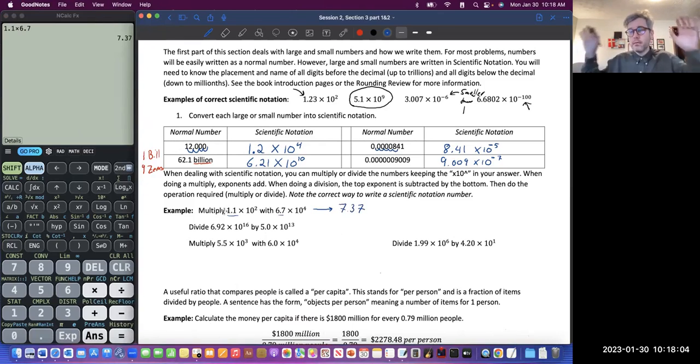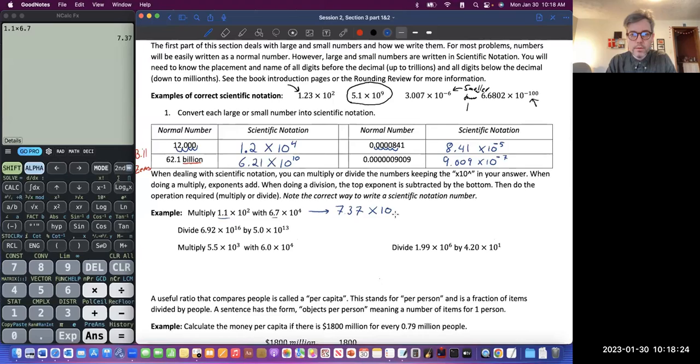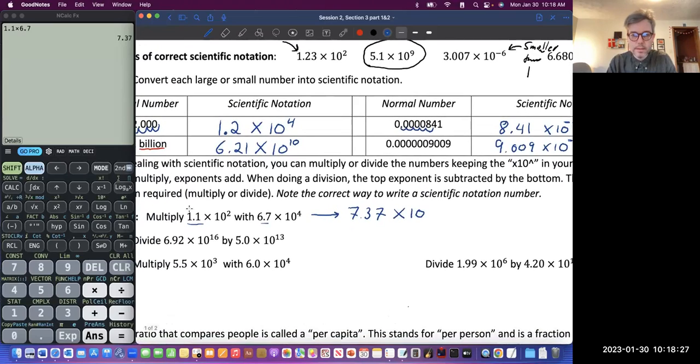All right. The only thing I did was I multiplied the numbers in front. Nothing fancy. Now I'm multiplying these. They have this times 10 business. What am I going to do with this times 10 business? What we're going to do is we are going to add these exponents. I'm going to add them up. So 2 and 4 is 6. So 2 plus 4. It's going to give me my 6. When we multiply, we add the exponents.